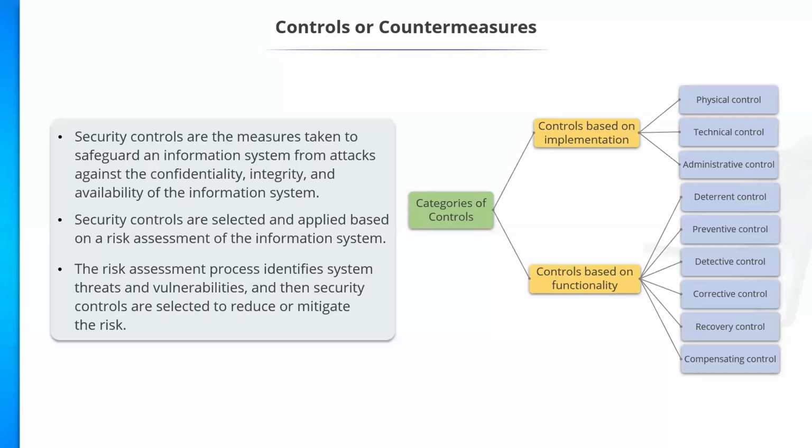Then over a period of time, we will have a look at how these controls are implemented and we will look at some controls in detail. Suppose you go to a doctor, okay? If you have a headache, the headache is a situation that you're facing. Then the doctor will give you a pill. So that pill is what? A control or countermeasure. Security controls are the measures taken to safeguard an information system from attacks against the confidentiality, integrity, and availability of the information system.